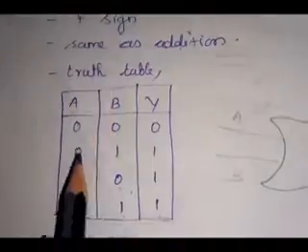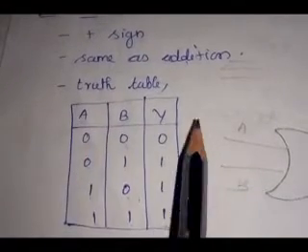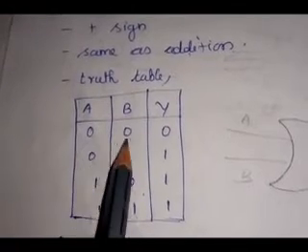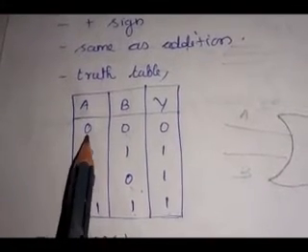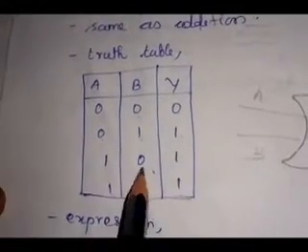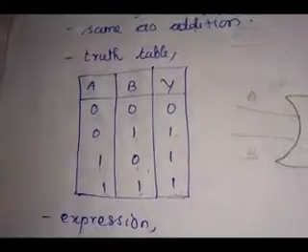OR gate truth table: A and B are the two inputs, Y is the output. Here the inputs are A OR B. 0 OR 0 is 0. 0 OR 1 is 1. 1 OR 0 is 1. 1 OR 1 is 1.